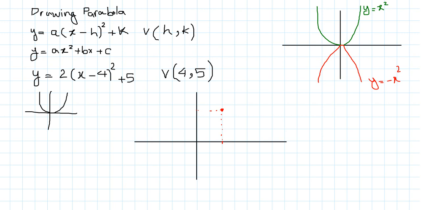Now I want to know where it intersects the y-axis. To find this, I should put x equals 0. By x equals 0, I will have 2 times minus 4 to the power 2 plus 5. Minus 4 to the power 2 is 16, times 2 is 32, plus 5 is 37. So it will be much bigger than this. Let me erase it and draw better.